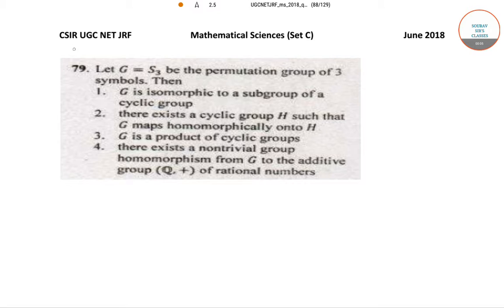Today we will be solving the CSIR UGC NET questions from the June 2018 paper. We will be solving the set C of the mathematical sciences paper. Let's start off with question number 79.